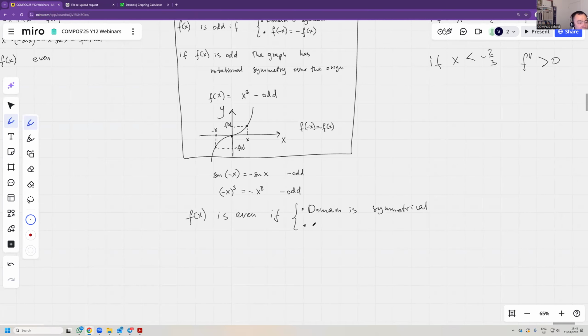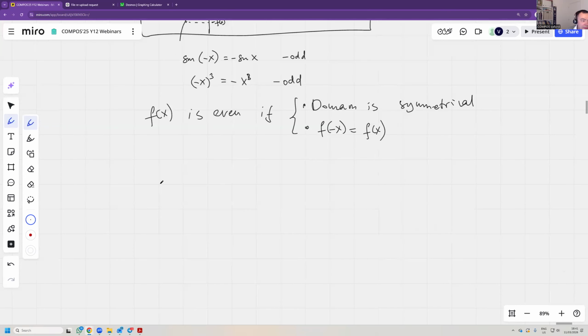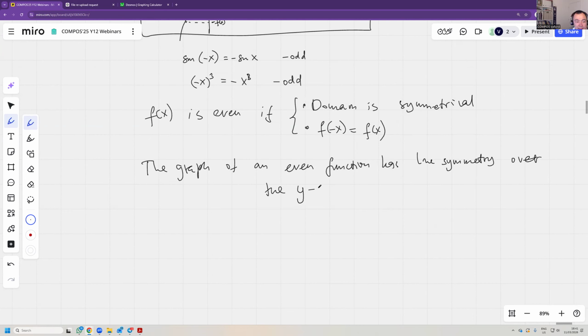And two, f of minus x is equal to f of x. The graph of an even function has line symmetry over the y-axis.